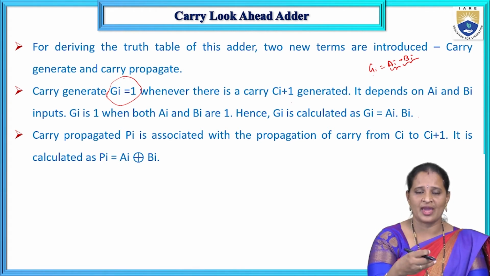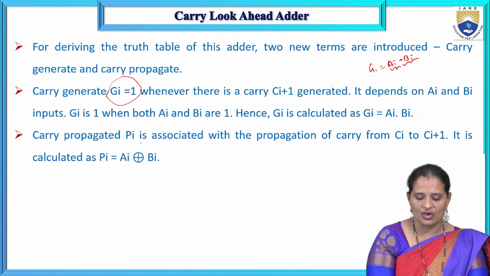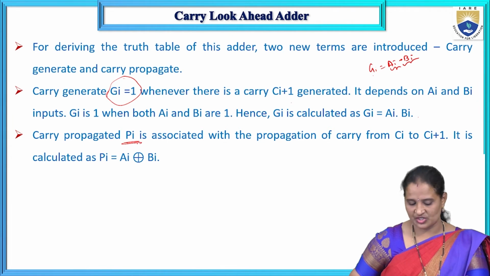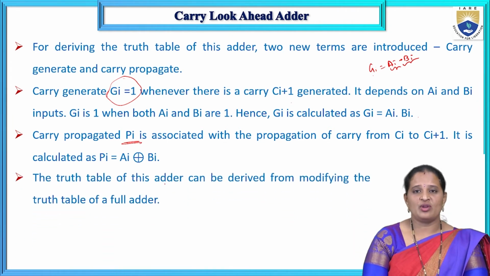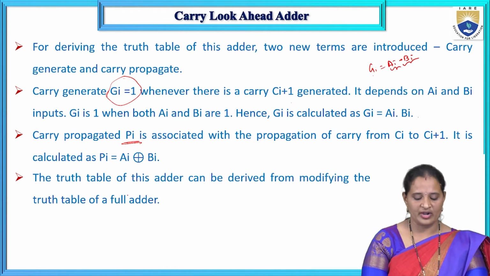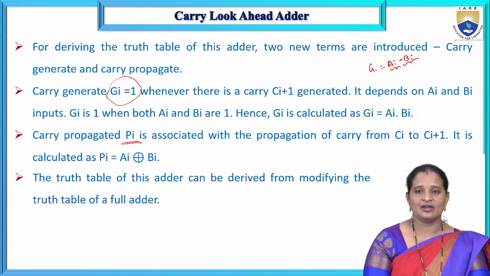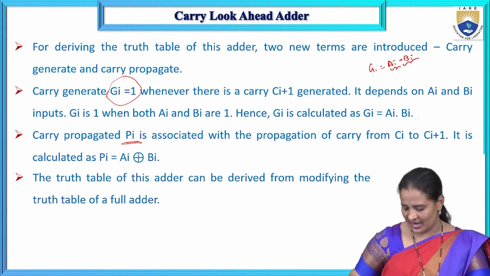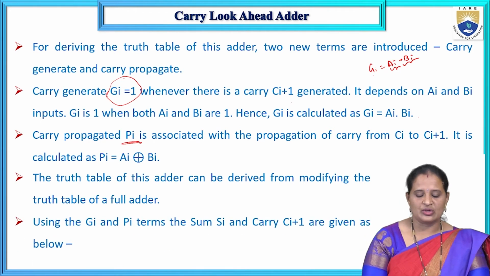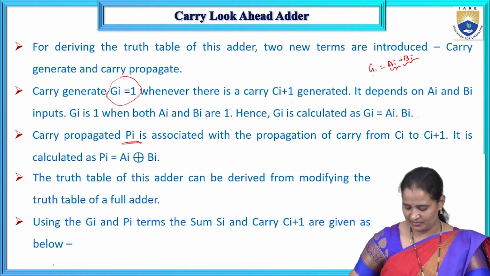In order to make the carry propagate from one section of the full adder to the other section, we always use the propagate function. So the truth table of this carry look ahead adder can be derived by modifying the truth table of the full adder. So using generate and propagate terms, the sum and carry terms are given as below.